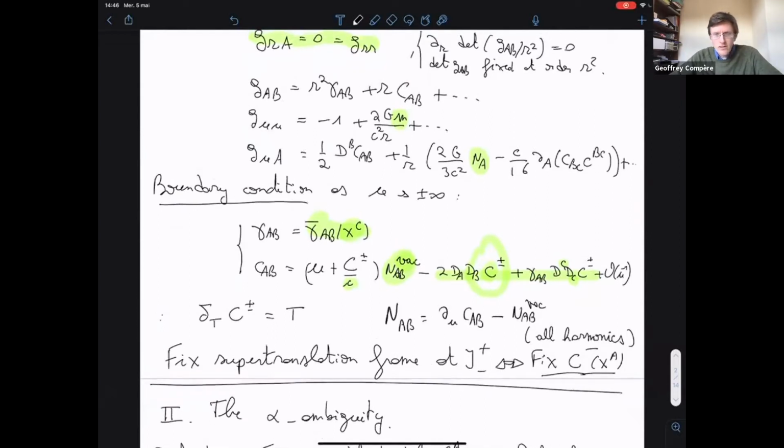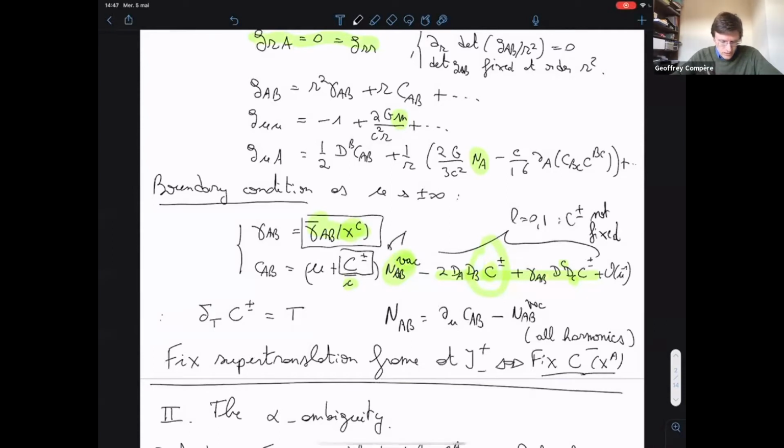So note something also. Once you have an arbitrary boundary metric, the lowest harmonics of C are also fixed by the boundary condition. Because from this term you see that it doesn't fix the L equals 0 and 1 harmonics of C. They're not fixed simply because they are killed by the differential operator. And that represents the position, like a center of mass. But they are fixed from this term. So if you are in a frame which is not a boundary frame with unit geometry, these lowest harmonics are also fixed. Well, just a remark.